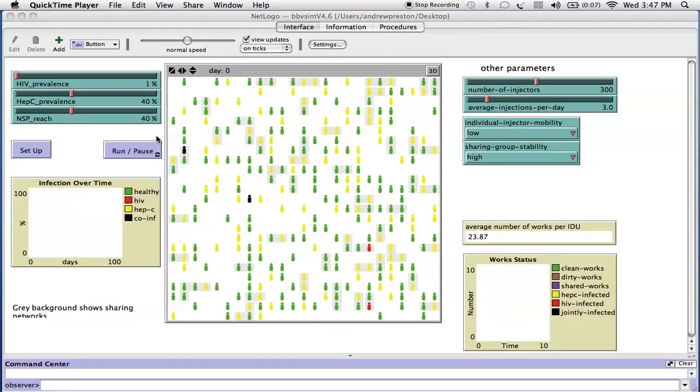I'm Andrew Preston, and in this second of two screencasts I'm going to show you what happens when you press the Run button and allow the BBV sim to model bloodborne virus transmission amongst injecting drug users.